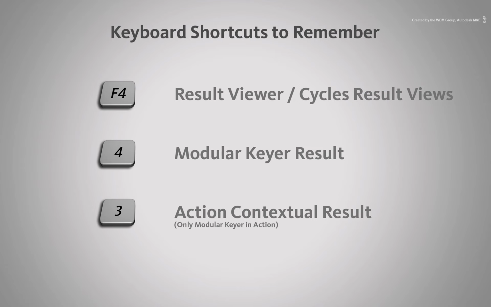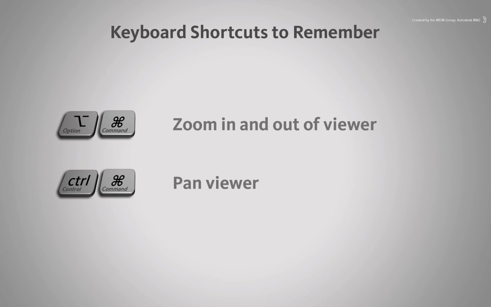4 will show you the overall result in the modular keyer. This is the view from the modular keyer result node. And remember the 3 shortcut, which is only applicable when using the modular keyer in action. This shortcut will give you the action context of your work. So if you've composited your keyed source, you will be able to see the result of the key composited in the 3D environment. And finally, to move around the image, Option-Command to zoom your image, and Control-Command to pan your image.